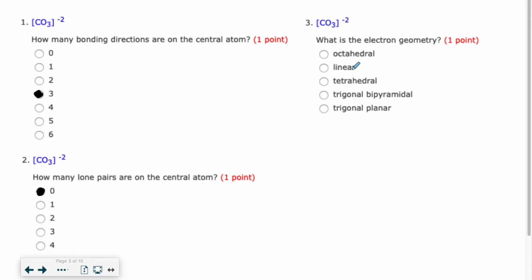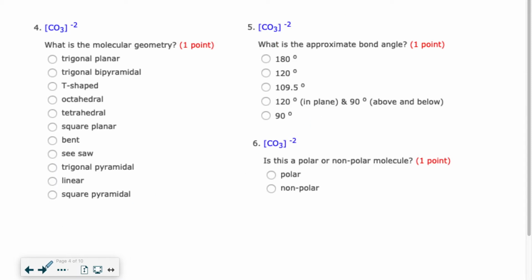What is the electron geometry? Now, at this point, you will look at your molecular geometry sheet, and you know that there were 3 total electron groups, so I'm going to go across that row. The electron pair geometry, or electron geometry, is labeled as trigonal planar. So I'm going to select that choice here.